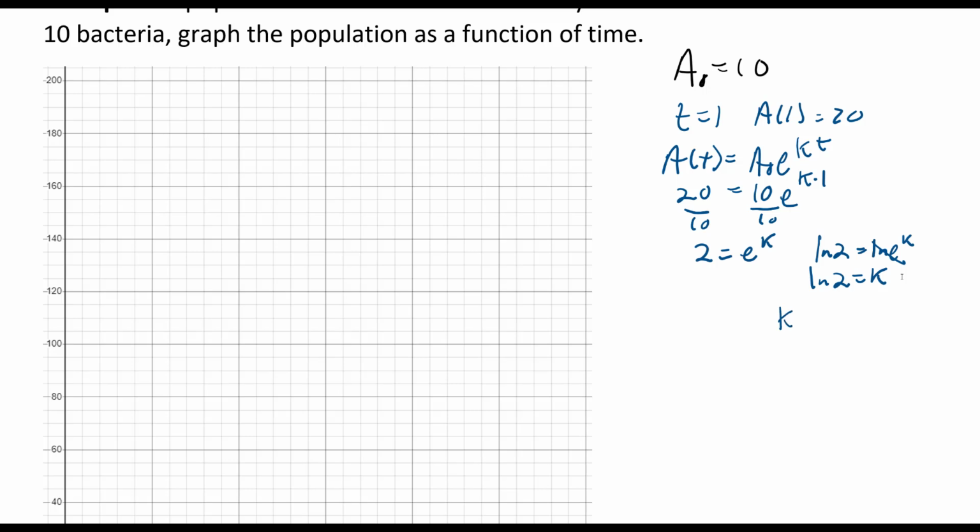And k is approximately, I think it's 0.69, isn't it? They left it as natural log of 2 in the power. Okay, so we'll do the same thing. So the amount at time t is going to be equal to 10 times e to the natural log of 2 times t.